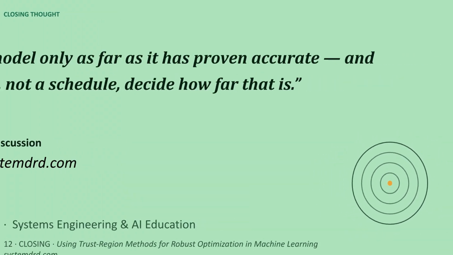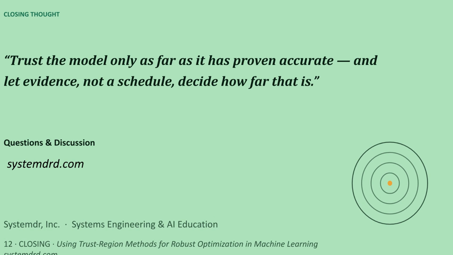Let's close with the one idea worth remembering. Trust the model only as far as it has proven accurate, and let evidence, not a schedule, decide how far that is. Every variant we covered today, classical trust region optimization, TRPO's KL-bounded policy updates, STORM's variance-reduced stochastic ratio test, DRO's distributional uncertainty sets, is the same idea, applied at a different level. Be explicit about how far you trust your current model of reality. Act within that boundary, and adjust the boundary based on evidence rather than a fixed schedule.